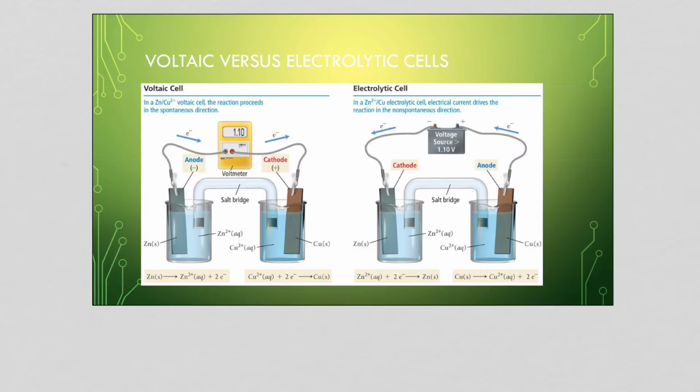So the zinc oxidation is the spontaneous direction. The copper oxidation would be the non-spontaneous direction. Now, notice in order to drive this, we have to supply a voltage that is at least equal, but typically greater than whatever the spontaneous voltage that we get out. So if this cell is 1.1 volts, then to drive it backwards, we would have to supply typically more than that 1.1 volts to drive it backwards.